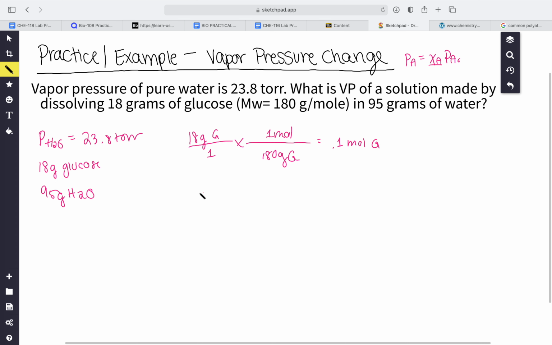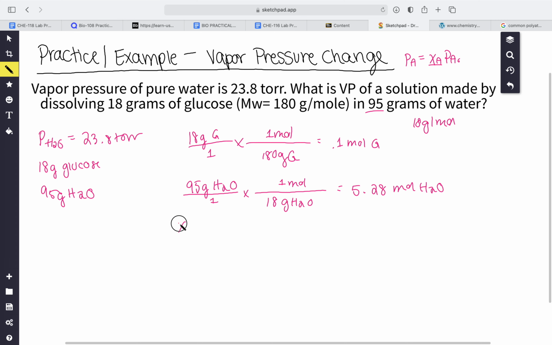And then the 95 grams of water. So we have 95 grams of H2O divided by 1 mole. And the molecular weight for water is 18 grams per mole. You can calculate that. I just have that memorized. It's just 2 hydrogens with a mass of 1 gram per mole. So 1 times 2 is 2, plus 16 is 18, because 16 grams per mole is oxygen. So that's going to be 95 divided by 18, and we get 5.28 moles of H2O.